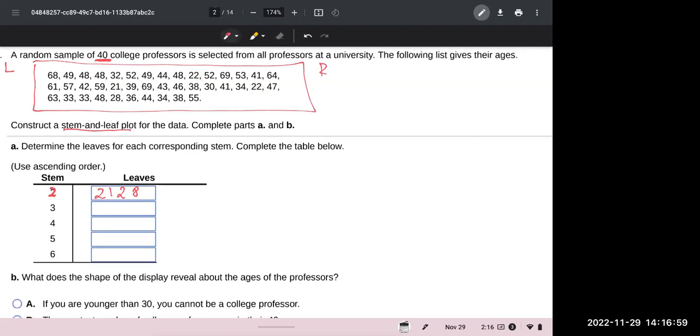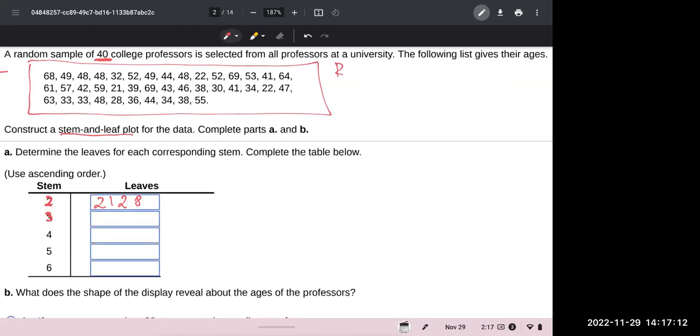And then I will continue with 3, which means I need to list all the numbers in the 30s, starting from 30 up to 39. So I'm searching for those numbers from left to right. The first number in the 30s is 32, so the leaf will be 2. I'm entering ones digits. The next number in the 30s is 39.